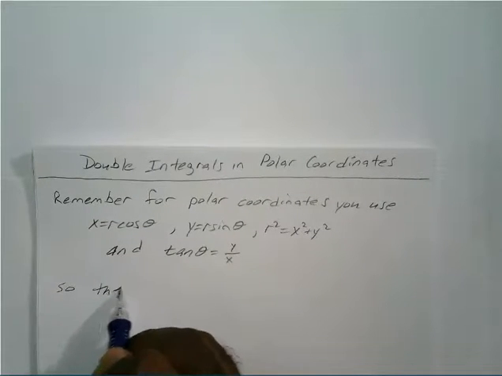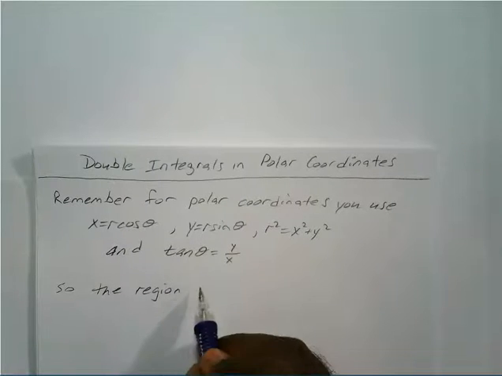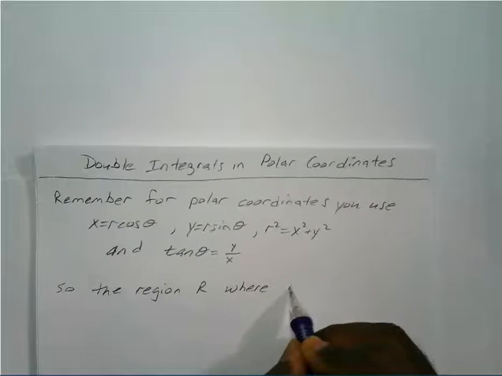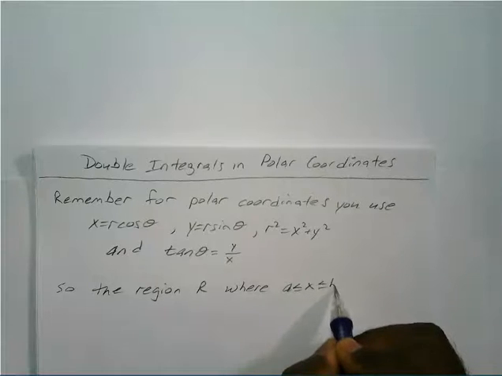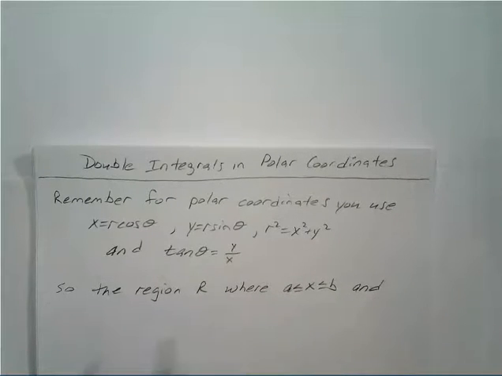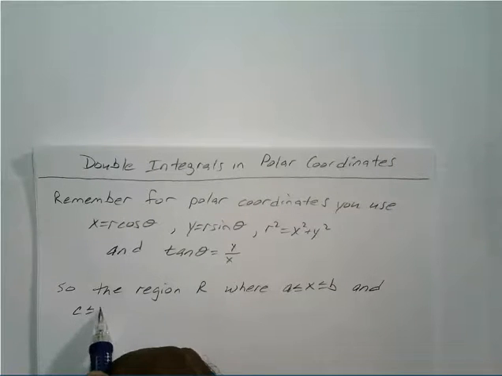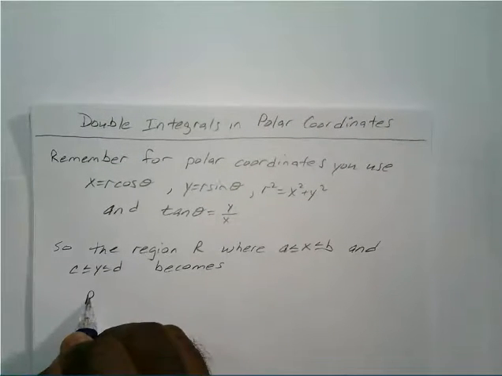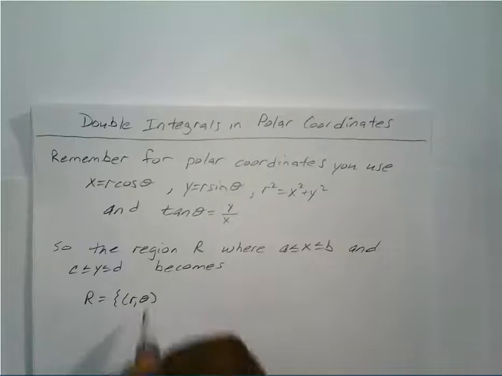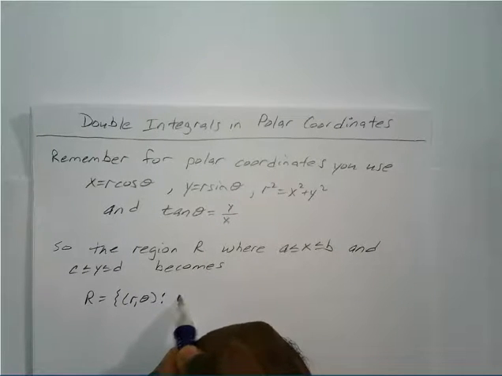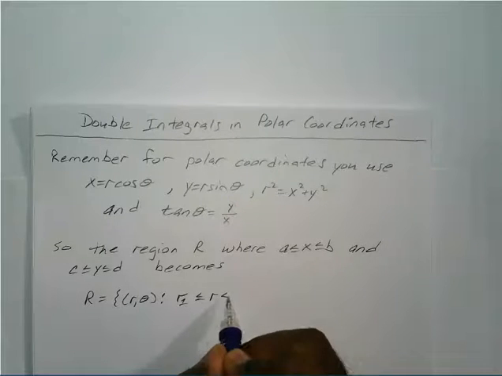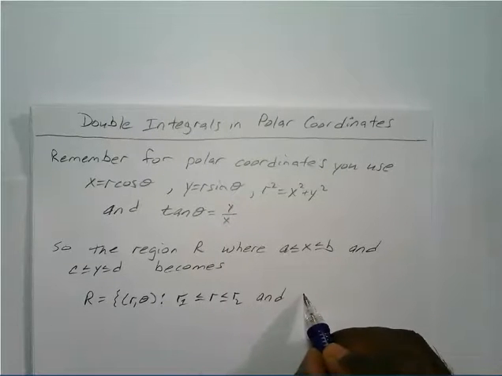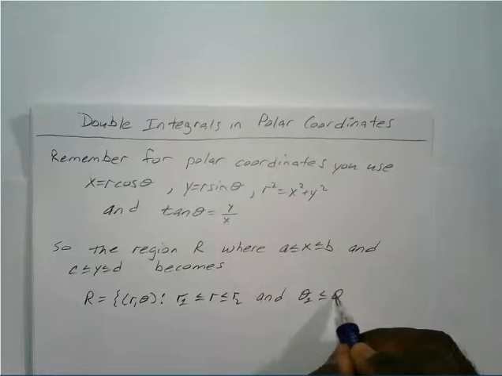So the region that we usually use x and y for, where x is between a and b, and y is between some values c and d, will now become our region equal to some (r, theta) such that r is between two other r values, and theta is between two different theta values.